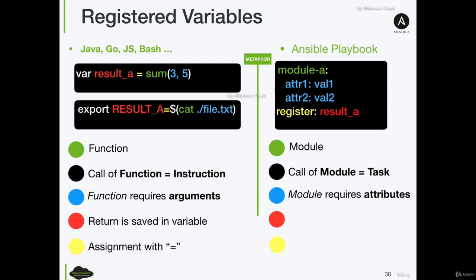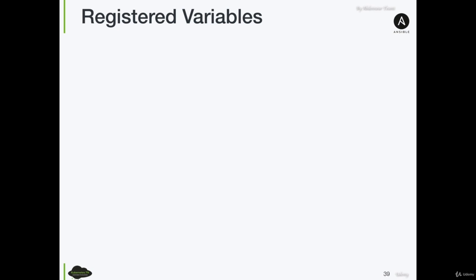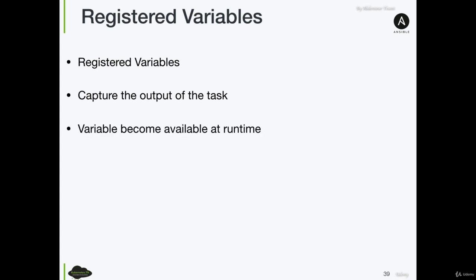At the right, it is almost the same. We define a variable result A for the output. However, we assign the output value to the variable not using the equal sign, but using the register keyword. That's why this kind of variable is named a registered variable, as it registers, or captures, the output of the task. Also, this kind of variable is not defined before running the playbook. Instead, it becomes available at runtime.